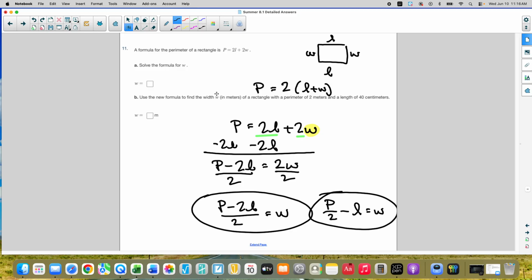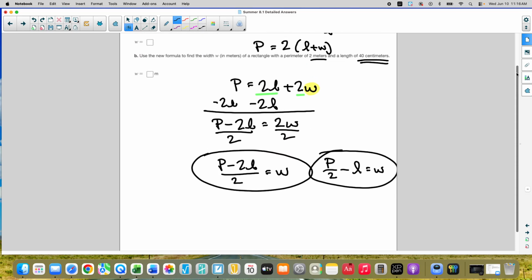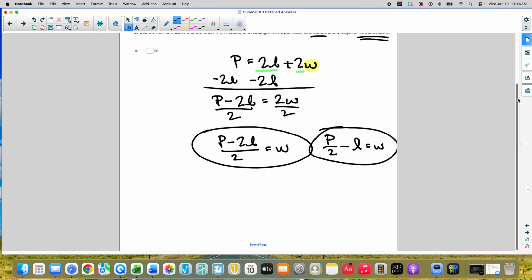Use the new formula to find the width in meters of a rectangle with a perimeter of 2 meters and a length of 40 centimeters. So notice one is centimeters, one is meters. That's there to trick you. Oh, you trickster. So let's turn 2 meters into centimeters.